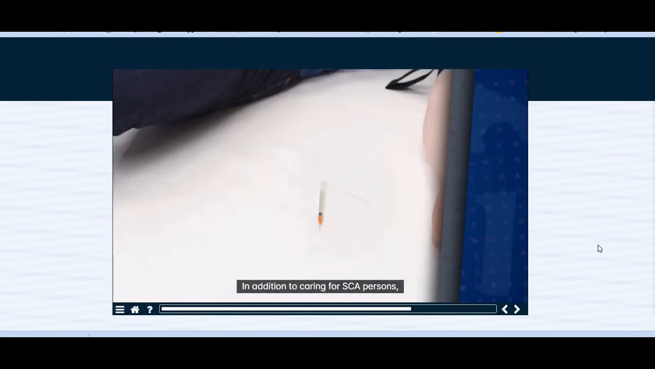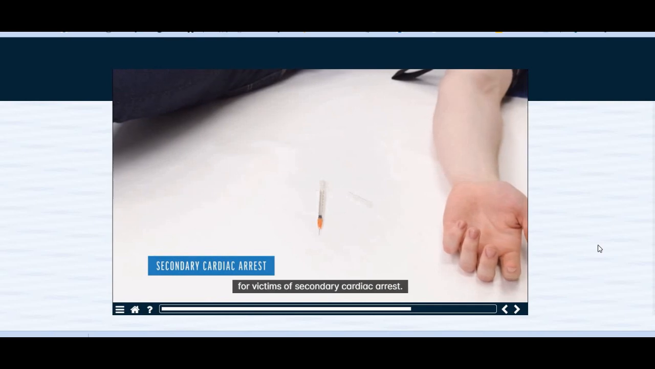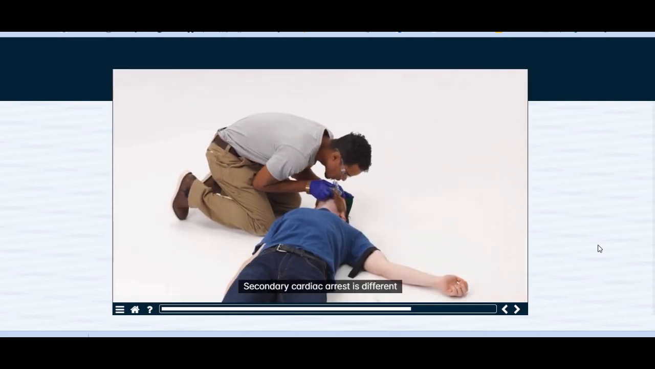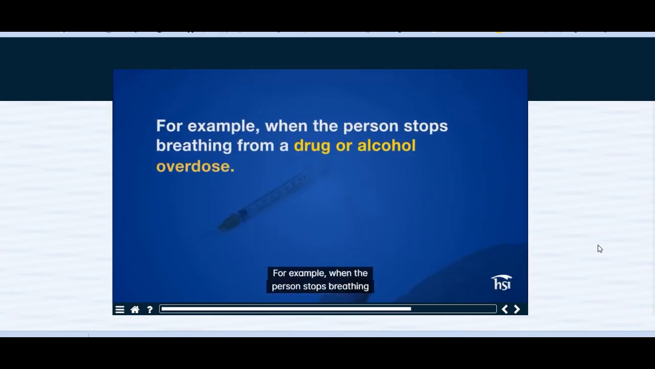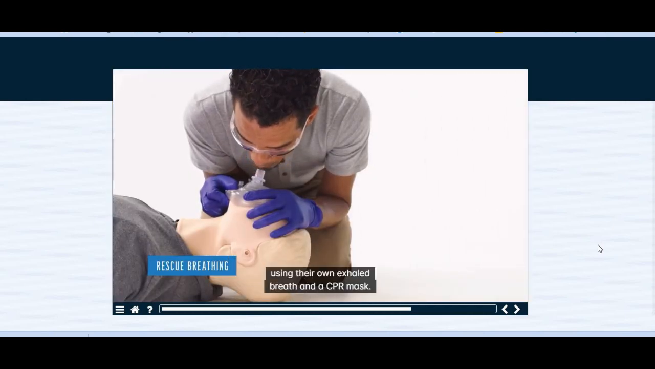In addition to caring for SCA persons, CPR providers may provide care for victims of secondary cardiac arrest. Secondary cardiac arrest is different from sudden cardiac arrest because it results from a problem originating outside of the heart. For example, when the person stops breathing from a drug or alcohol overdose. CPR providers can give rescue breathing using their own exhaled breath and a CPR mask.